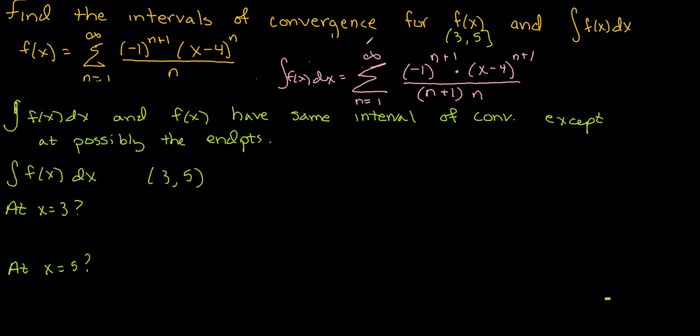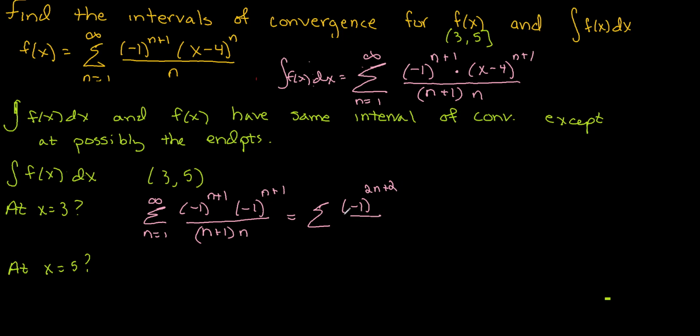There we go. Okay, so at x equals 3, let's see what we've got for the integral. I've got the sum as n goes from 1 to infinity, negative 1 to the n plus 1. X equals 3, I've got a negative 1 to the n plus 1 power, all over n plus 1 times n. And that's going to simplify to a negative 1 to the 2n plus 2 over n times n plus 1. So that is going to be 1 over n squared plus n. And this is a convergent p-series. And so 3 is in the interval of convergence. So I know right now I can change that open parenthesis to a square bracket.